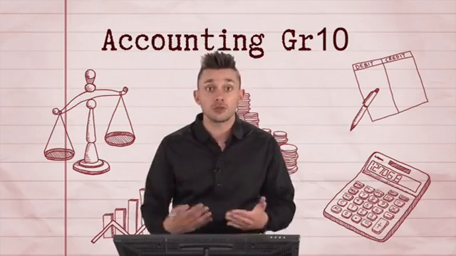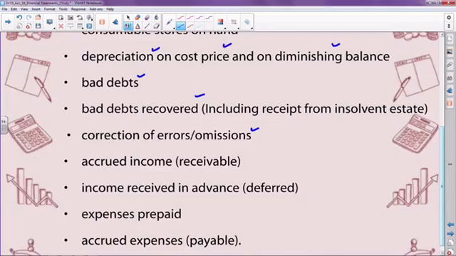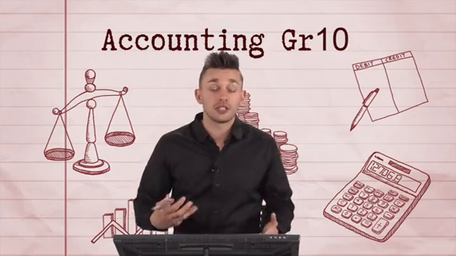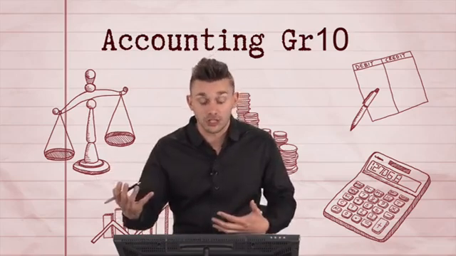Remember, there's certain standards we need to do these with. Another one, accrued income. Accrued income, again, it's receivable. Income not received yet. We looked at it earlier today. Income received in advance, or deferred income. Deferred income is we owe money because we received it too soon and we received it already for next year. So it should be only shown in next year's statements.